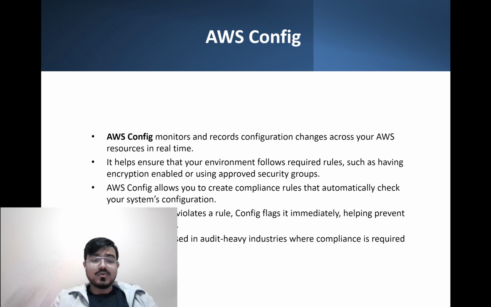For example, if someone changes a security group or disables encryption on a bucket, you can create Config rules to continuously check if your environment follows certain requirements, like S3 buckets must be private or EC2 must use approved security groups. So if a rule is broken, Config will show that something is not compliant and you can fix it immediately. This is very useful for industries that must follow strict security or regulatory rules.